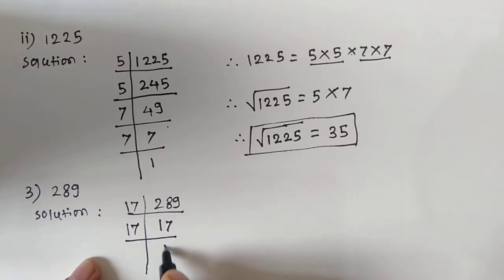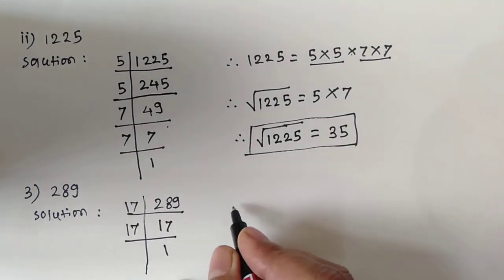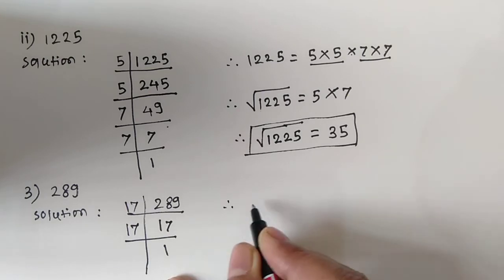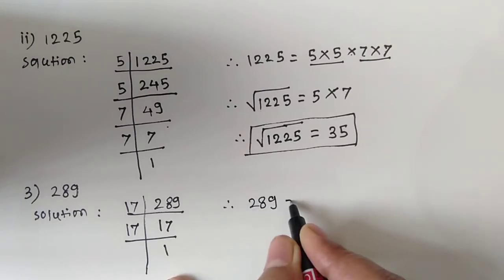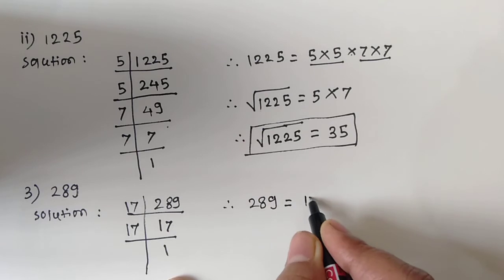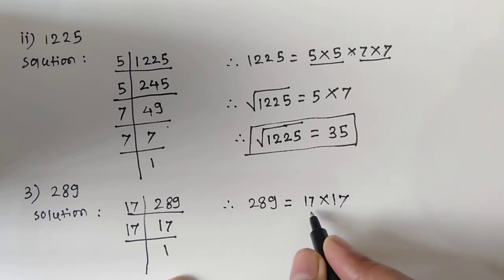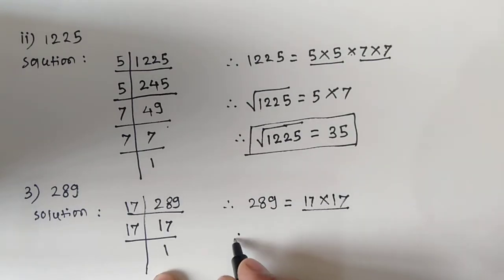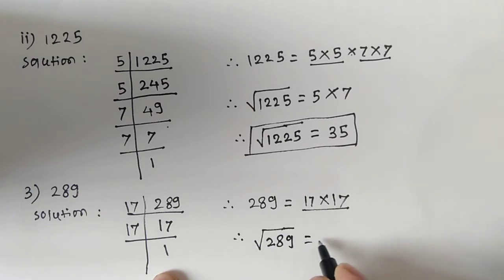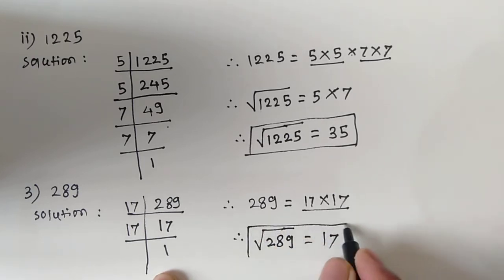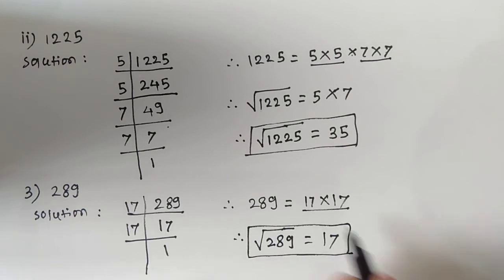So 17 ones are 17. Therefore write down the factors of 289 is equal to 17 multiplied by 17. Make the pair. So square root of 289 is equal to 17, and this is the answer. Take the one number from pair.